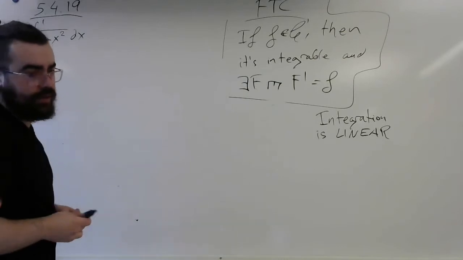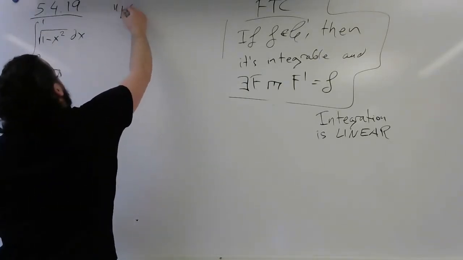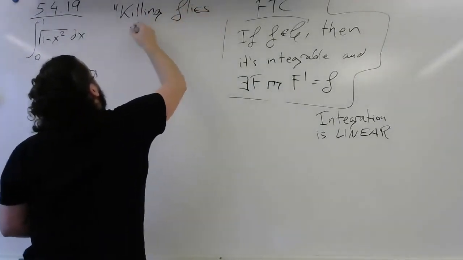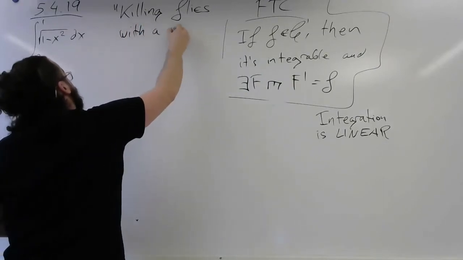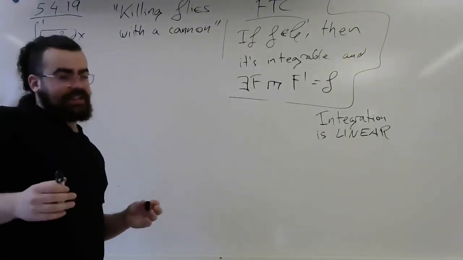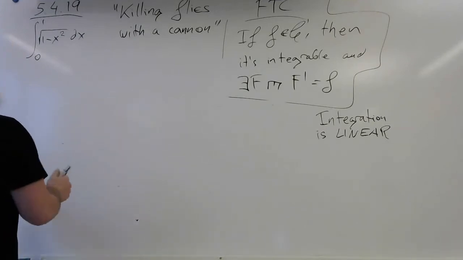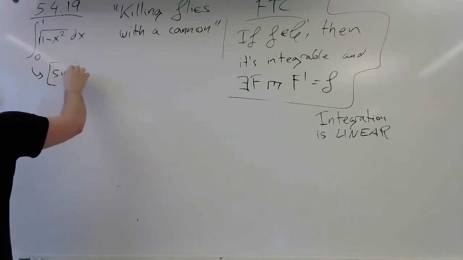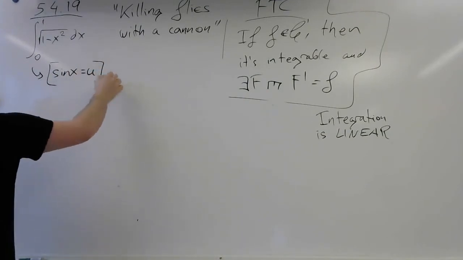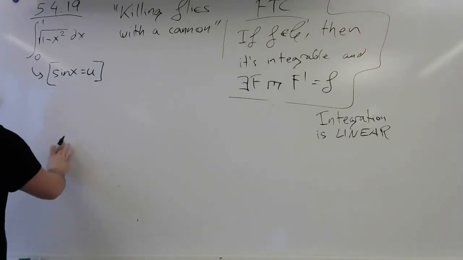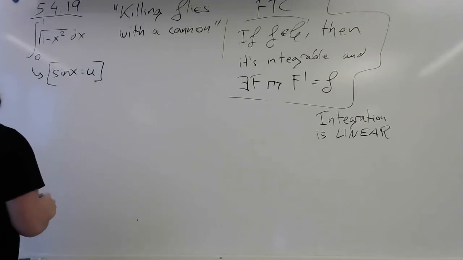So I'm going to call this method killing flies with a cannon. I mean, it's perfectly good to kill flies, but you definitely don't need a cannon for that. Now, the substitution we're doing here is sine of x equals u, if I remember correctly.